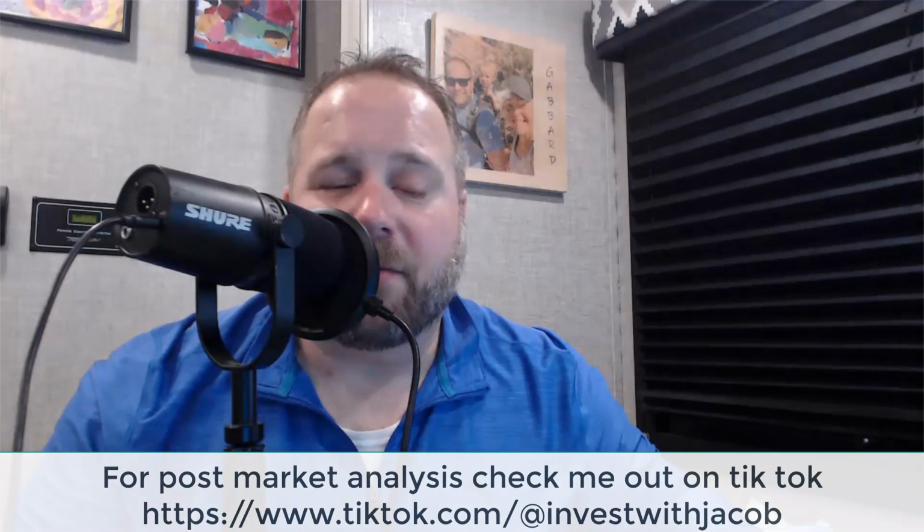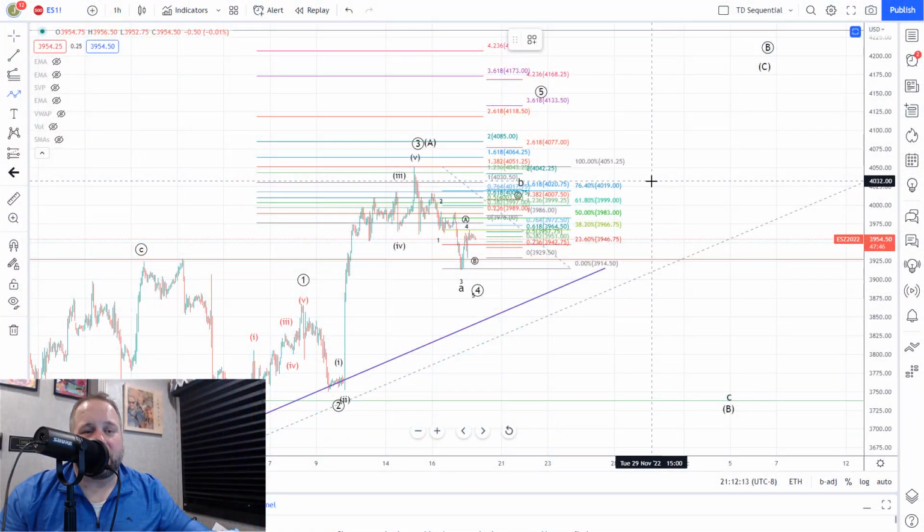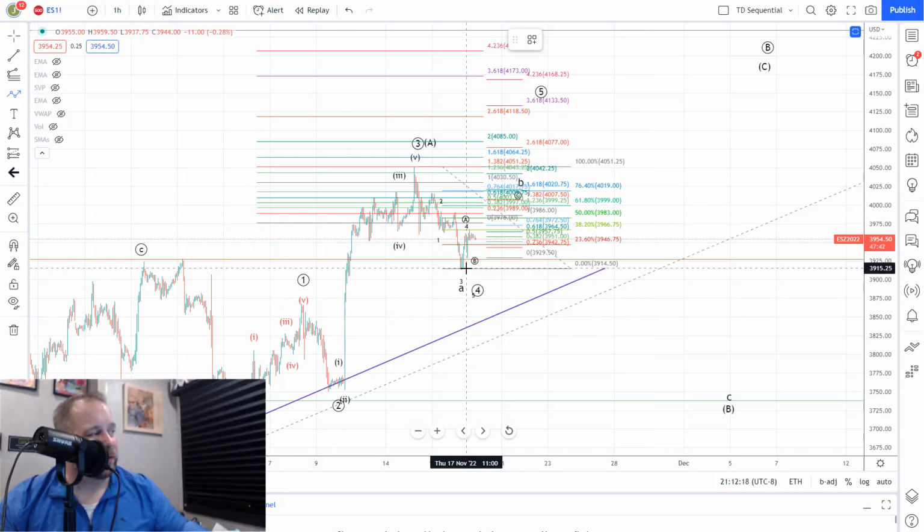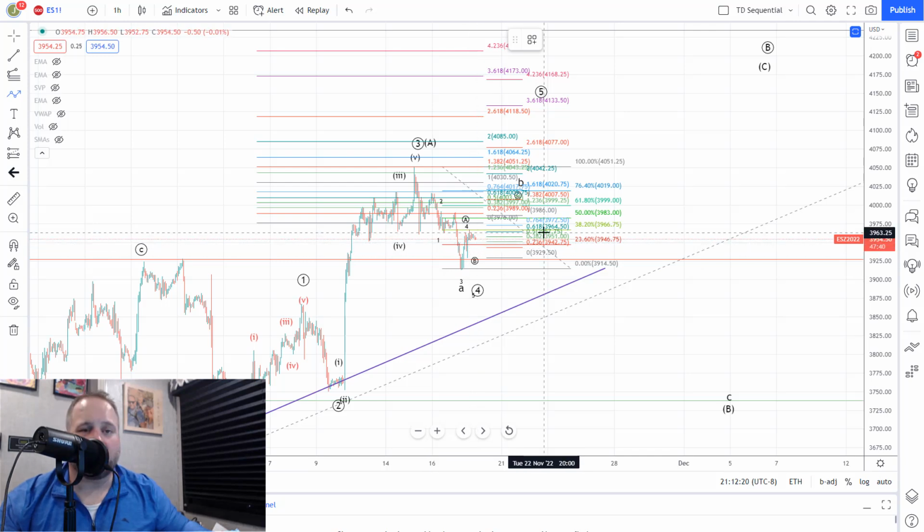Alright guys, so the market bounced off support at 3900 as expected, but what kind of structure did we get? Let's jump into the chart and take a look. Okay guys, so here we are on the 1 hour futures chart for the S&P 500, and as expected we got that move down into our support zone and we did get a bounce off of that area.